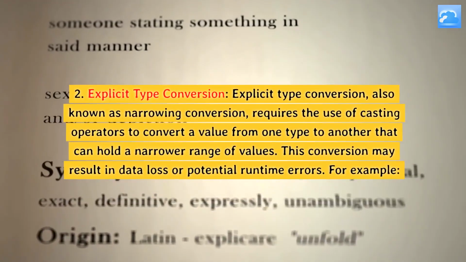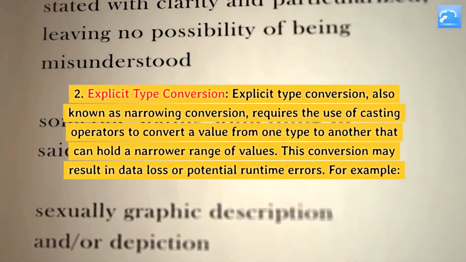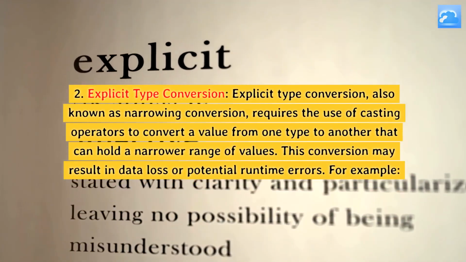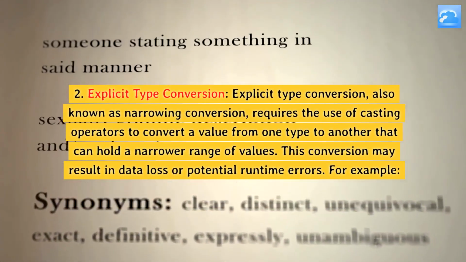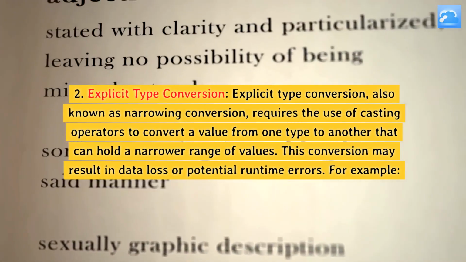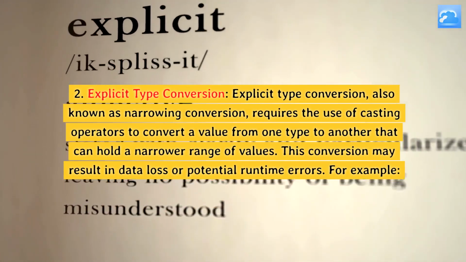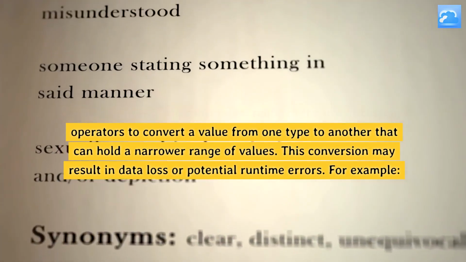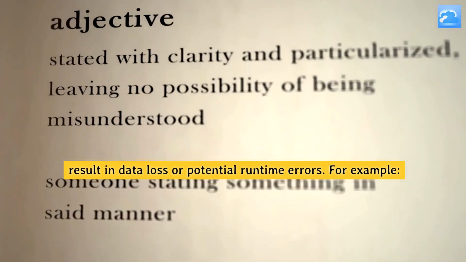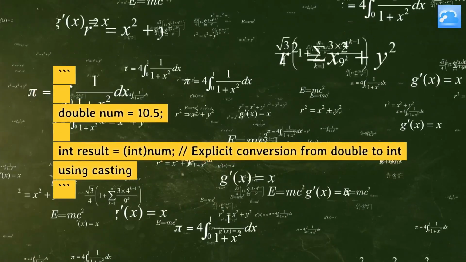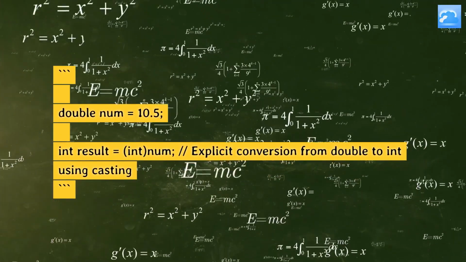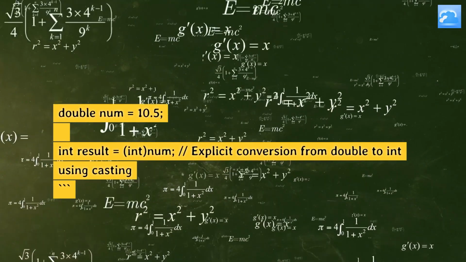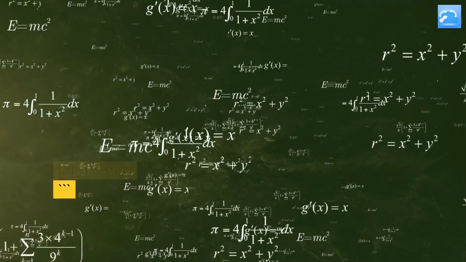2. Explicit type conversion. Explicit type conversion, also known as narrowing conversion, requires the use of casting operators to convert a value from one type to another that can hold a narrower range of values. This conversion may result in data loss or potential runtime errors. For example: double num = 10.5; int result = (int)num; // explicit conversion from double to int using casting.